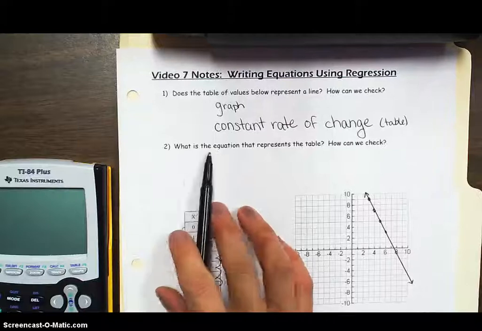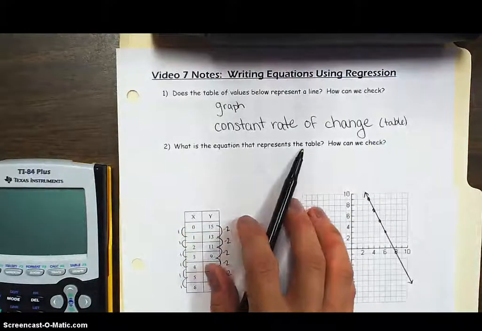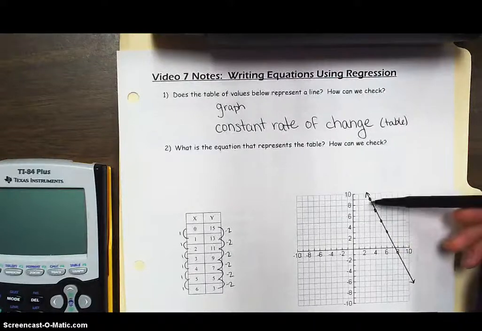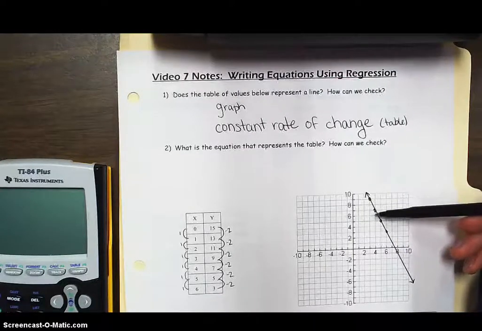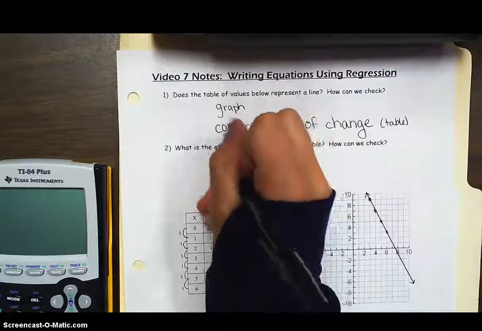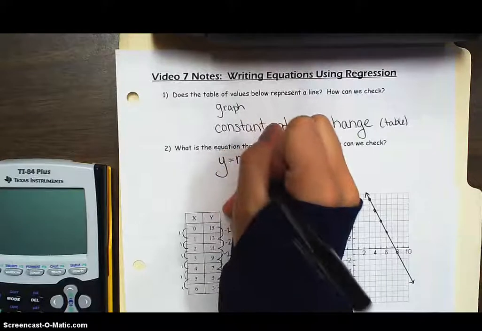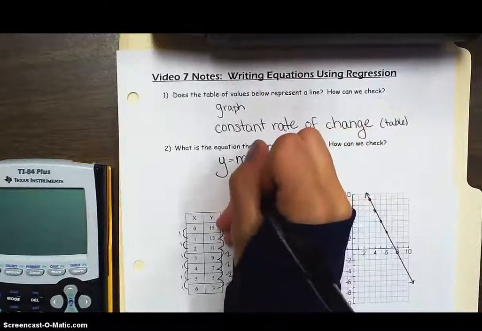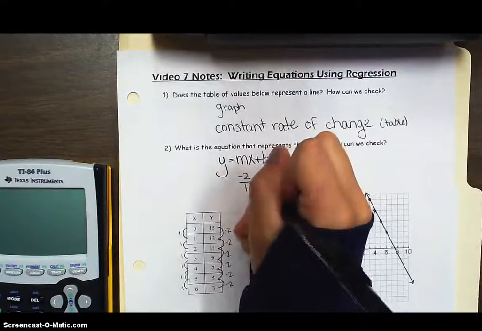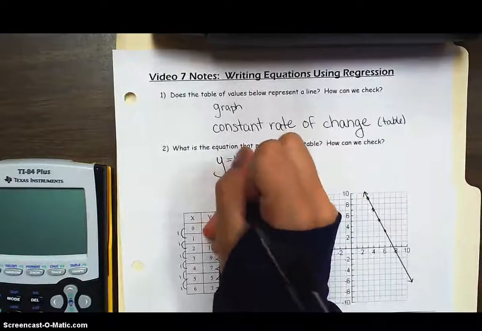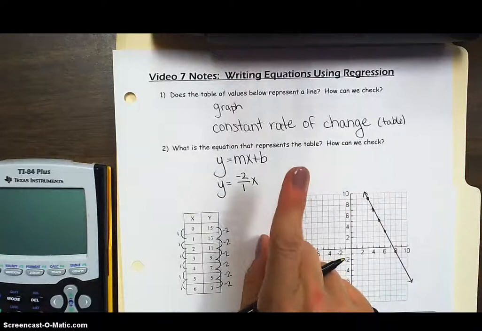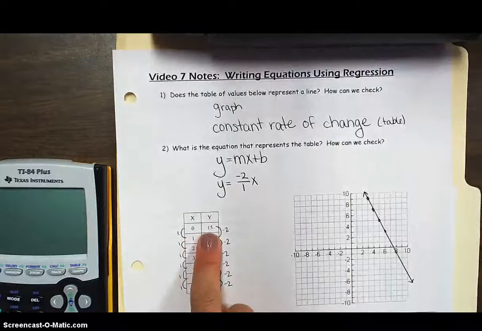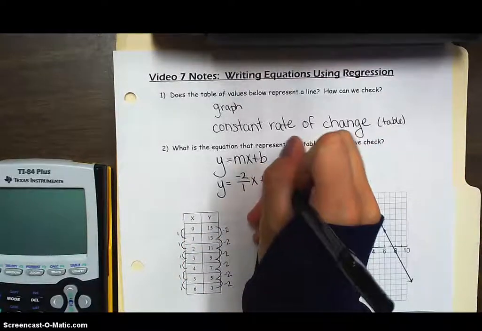Okay, so what is the equation of this line that represents the table? Well, let's double check here. I know my slope is going down 2 over 1. The equation of a line is y equals mx plus b. So my slope is going to be negative 2 over 1, so that goes where the m is. So it's y equals, now I don't know what my y-intercept is, but careful, do I? Your y-intercept is where your x is 0, so your y-intercept here is 15.